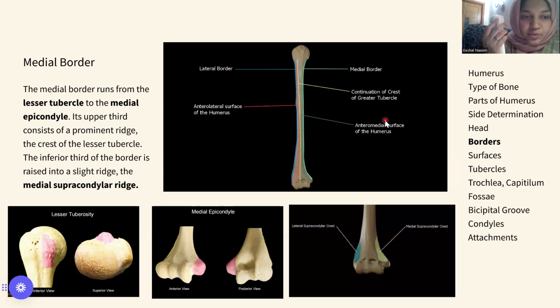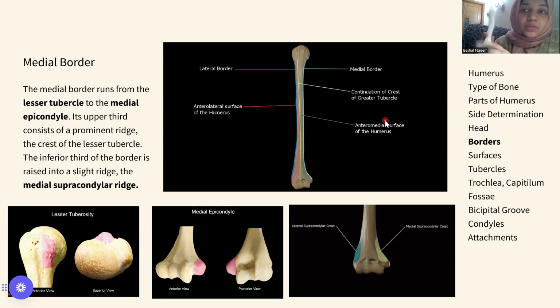You start from the lesser tubercle and you go all the way to the medial epicondyle. And that's your medial border, right? The upper third of this border forms a ridge known as the crest of the lesser tubercle. This part going down from the lesser tubercle is the crest of the lesser tubercle. The lower third forms a slight ridge called the medial supracondylar ridge.